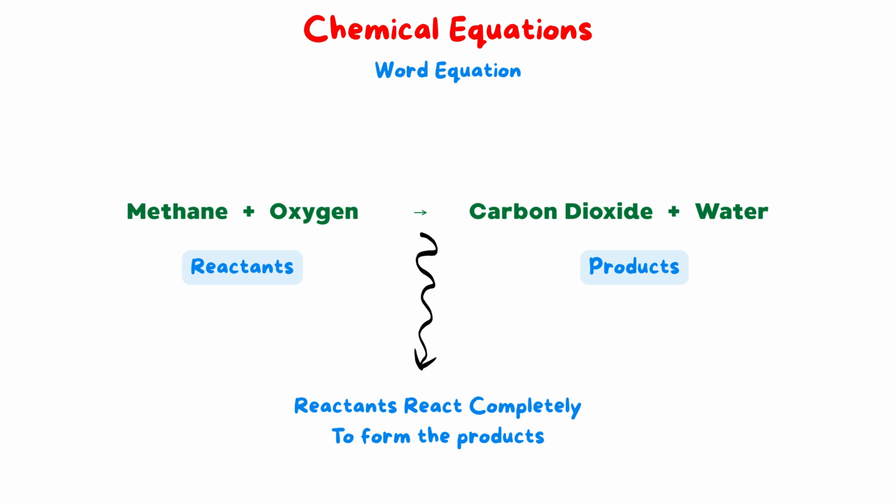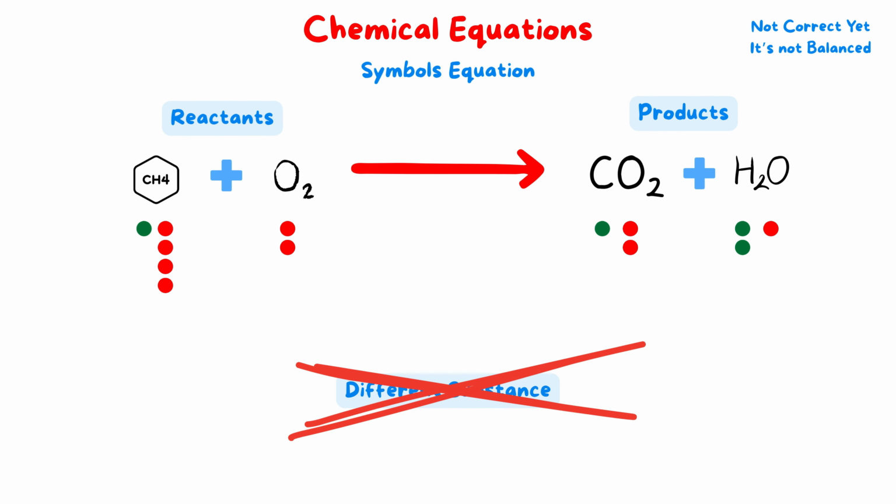While word equations help describe what is happening, it is much more common and useful in chemistry to use symbol equations. Symbol equations use the actual chemical symbols and formulas of the substances involved in the reaction. For instance, we would write CH4 plus O2 to represent methane and oxygen reacting. This produces CO2 and H2O, which are carbon dioxide and water.